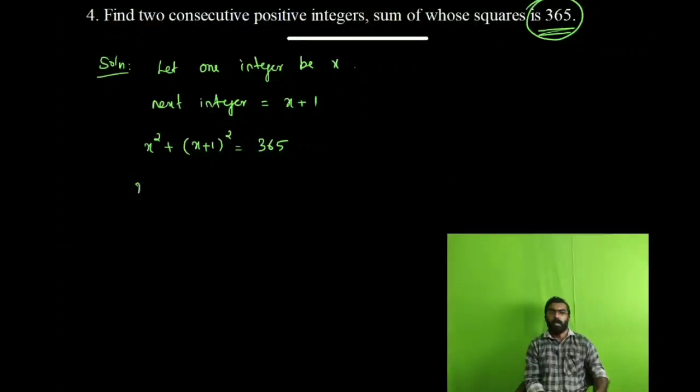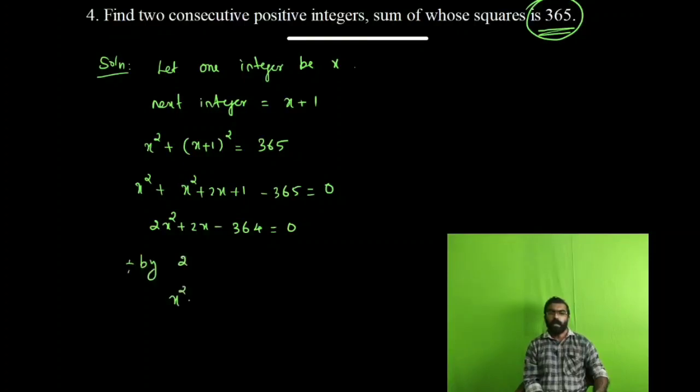Now we can expand this one, x square plus, here a plus b the whole square, so x square plus 2x plus 1, then minus 365 is equal to 0. That is 2x square plus 2x minus 364 is equal to 0. We can divide the entire equation by 2. So x square plus x minus 182 is equal to 0. And here the sum is 1 and the product is minus 182.